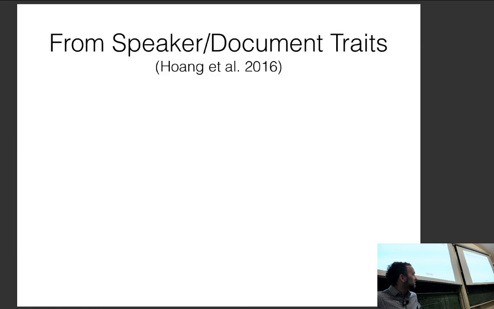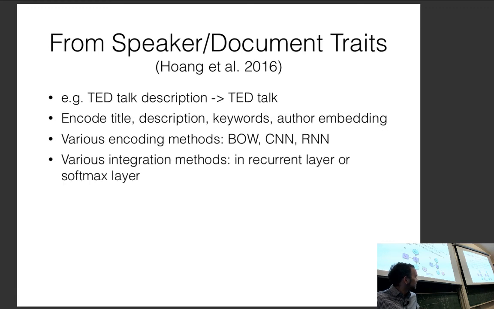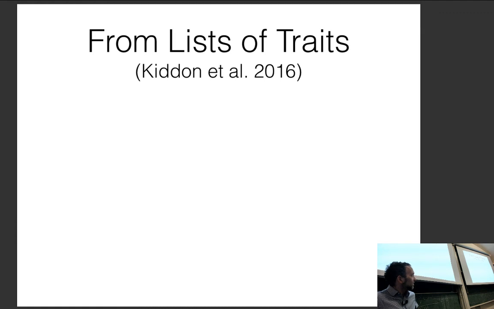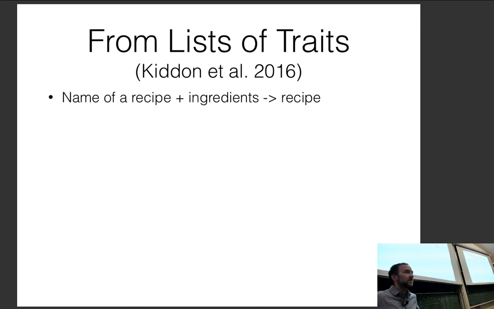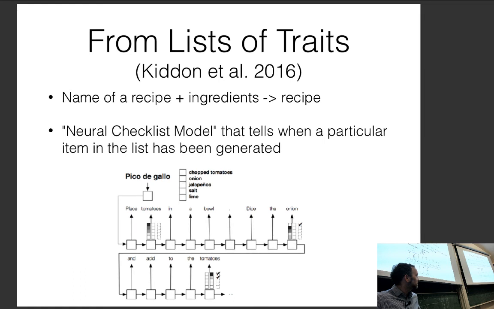Another thing is from speaker or document traits. This is a kind of interesting example of taking a TED Talk description and generating the TED Talk along with the biography of the speaker. Also from lists of things that you want to talk about. So taking in the name of a recipe and the ingredients in the recipe and generating a recipe. You say, I want to generate pico de gallo, and it has chopped onions, jalapenos, salt, and lime. And this paper has an example of a kind of creative way of making sure that you cover all the things that you're supposed to talk about, using something called a neural checklist model.